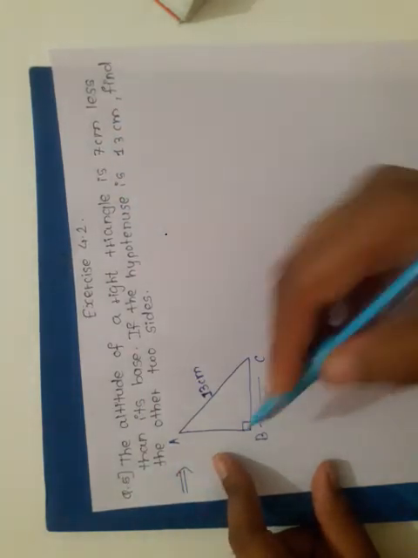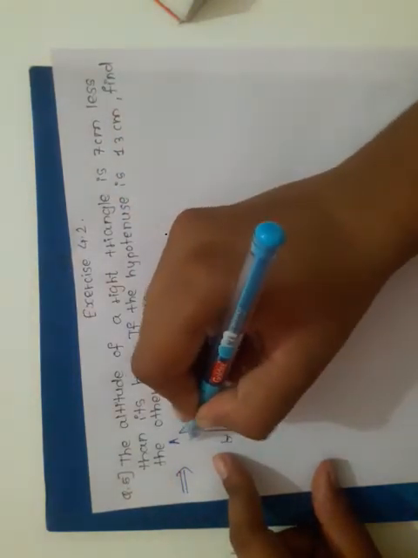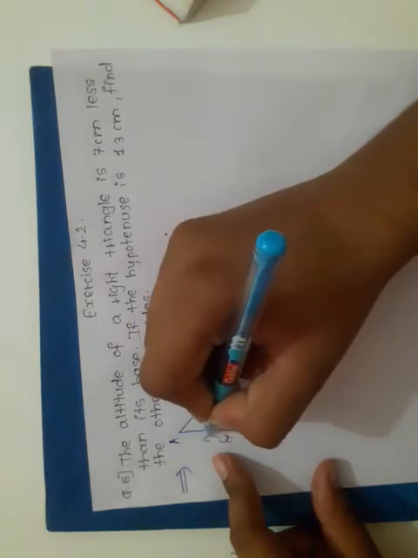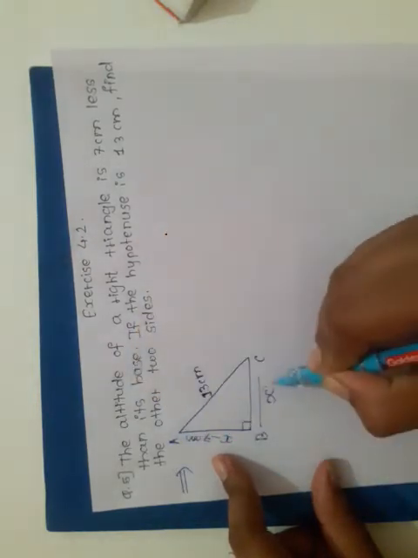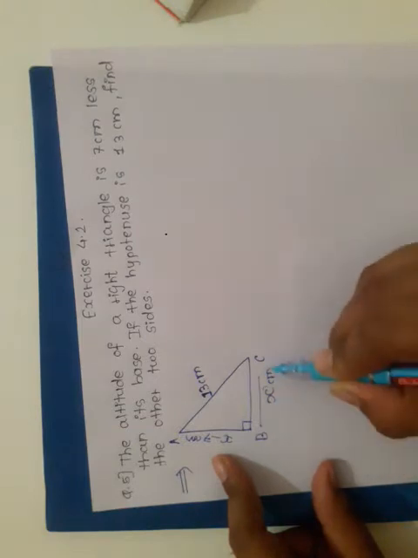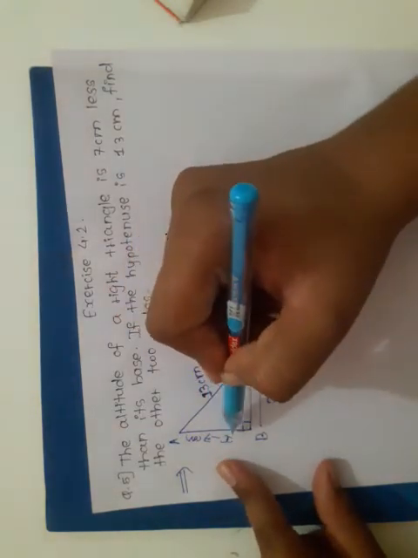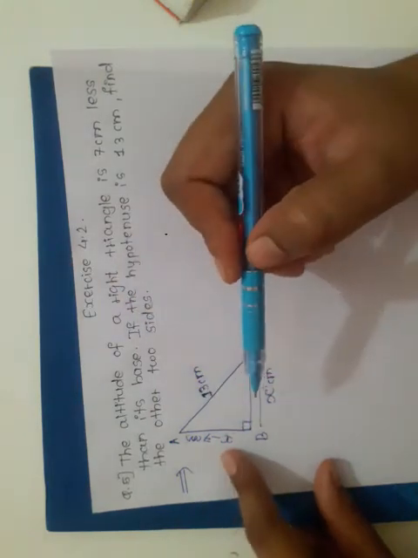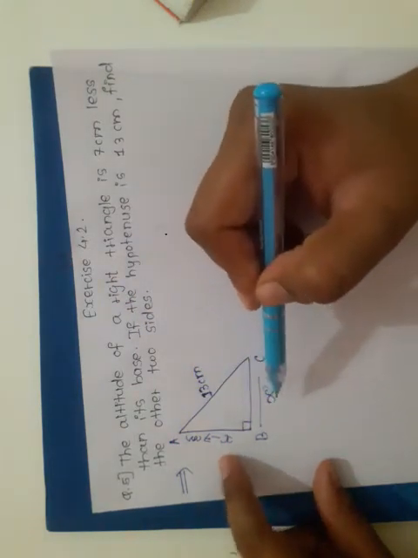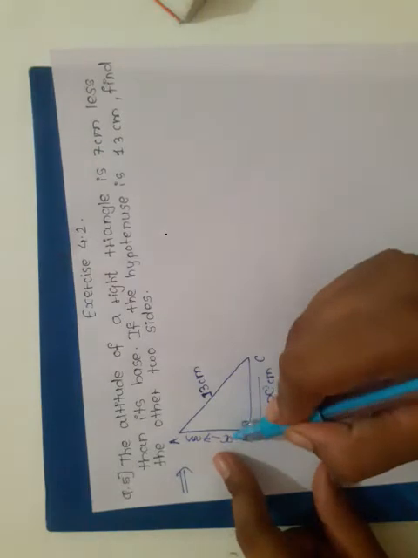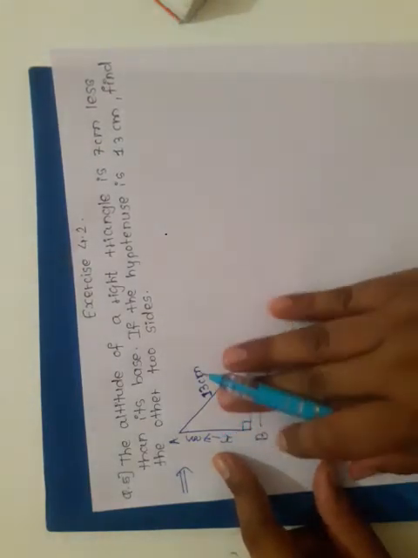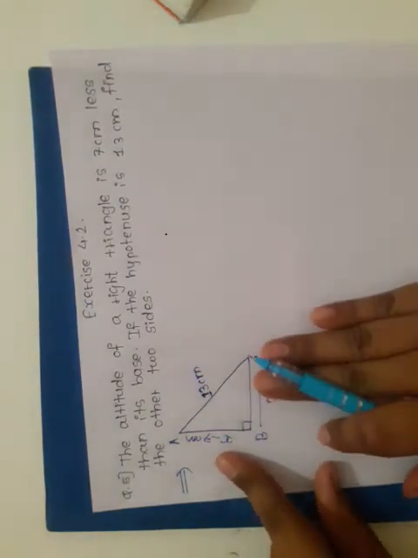7 less than means what? How can we say that? AB as x minus 7 centimeter. If the base of the given right angle triangle is x centimeter, then its altitude is obviously 7 less than this x. The base is x, so 7 less than x means we can say that it is x minus 7. So this is all about the right angle triangle.